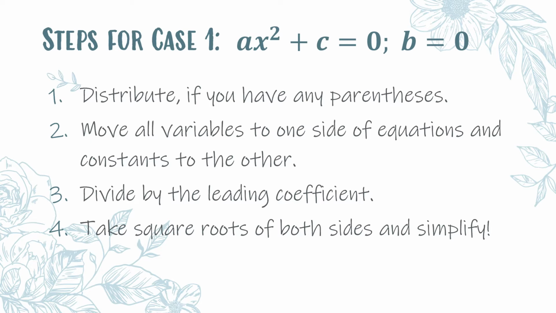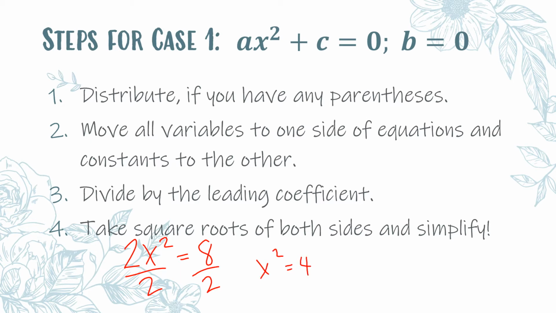So case 1, we're going to first distribute if you have any parentheses in the problem. Then you're going to move all your variables to one side, your constants to the other. So very, very similar to just solving a regular linear equation. You divide by the leading coefficient to get the variable by itself. But on this step, the difference from a linear equation is I might get to the end and have 2x squared equals 8. So if I divide by 2, now I have x squared equals 4.